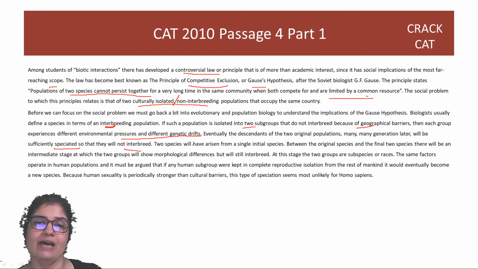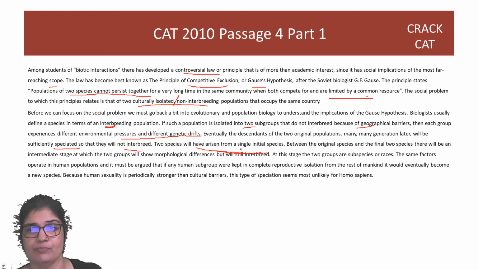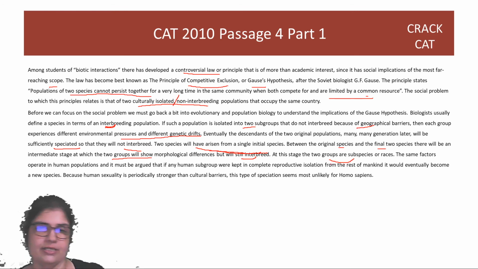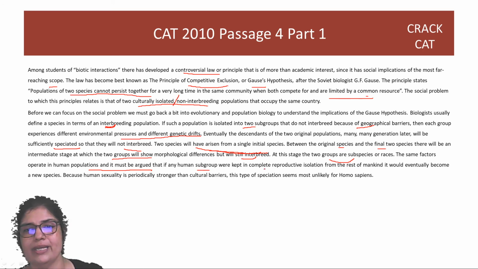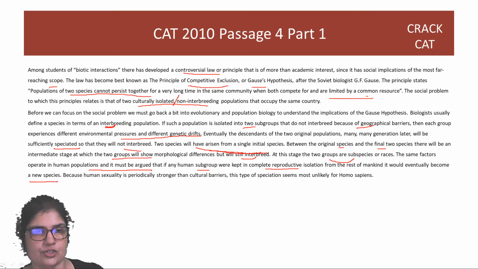Two species will have arisen from a single initial species, the way I think different races came about. Between the original species and the final stage, there will be a stage at which the two groups will have some differences, but they will still interbreed. At this stage, the two groups are subspecies or races. The same factors operate in human population, and it must be argued that if any human subgroup were kept in complete reproductive isolation, it would eventually become a new species.